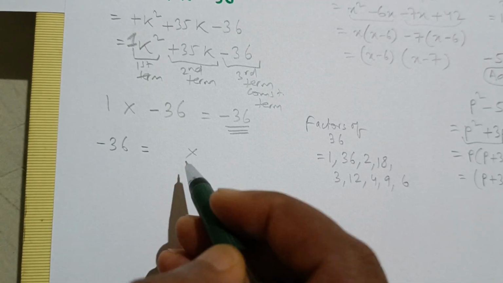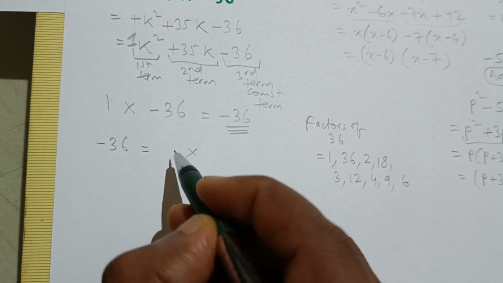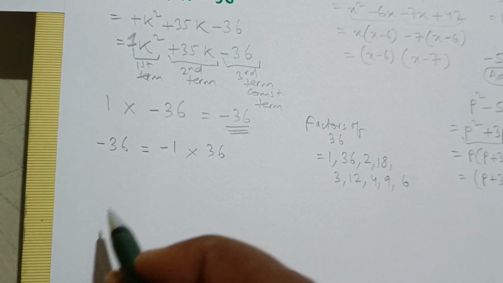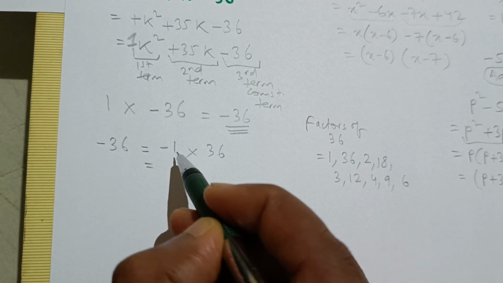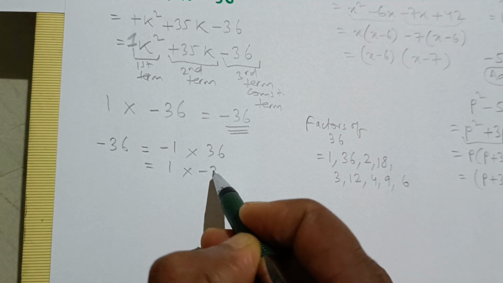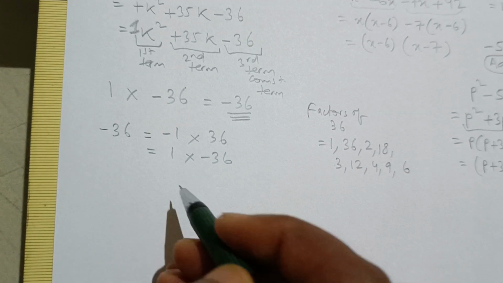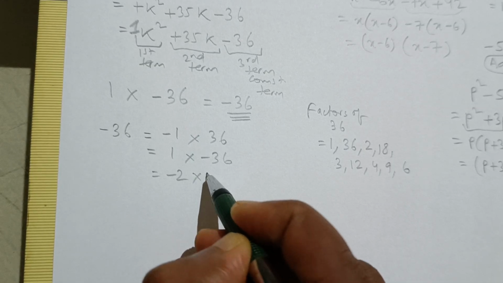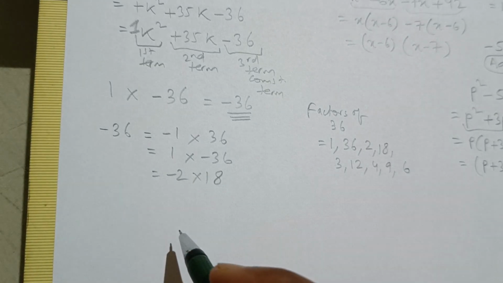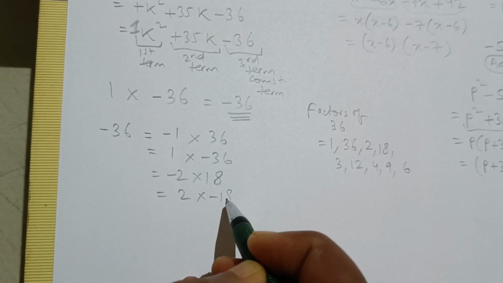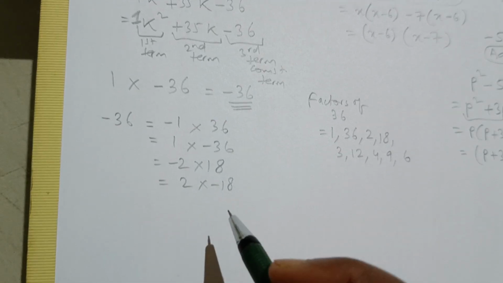So 1 and 36, yes. So minus 1 into 36. If you do minus 1 into 36, you will get minus 36. Similarly, if you do 1 into minus 36, you will get minus 36. Then 2 and 18, yes, minus 2 into 18 is minus 36. Similarly, 2 into minus 18 is minus 36.